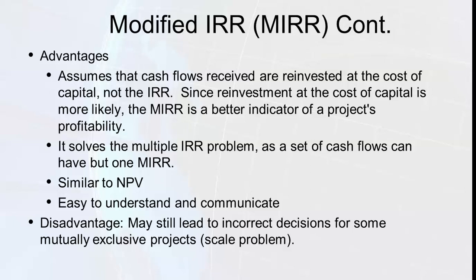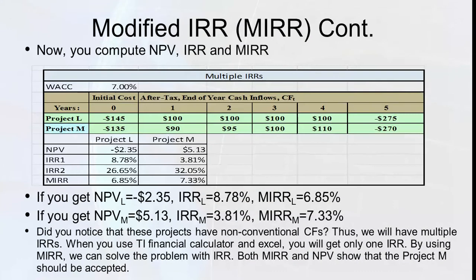MIRR cannot solve the scale problem in mutually exclusive projects. So it can still lead to incorrect decisions for some mutually exclusive projects. That's the problem with modified internal rate of return. But it is going to solve most of the problems with internal rate of return.